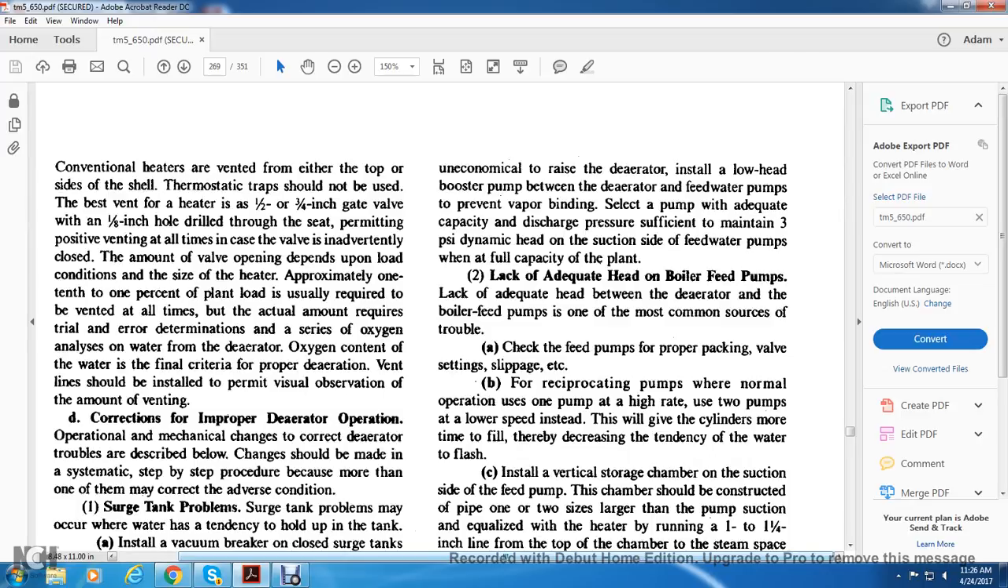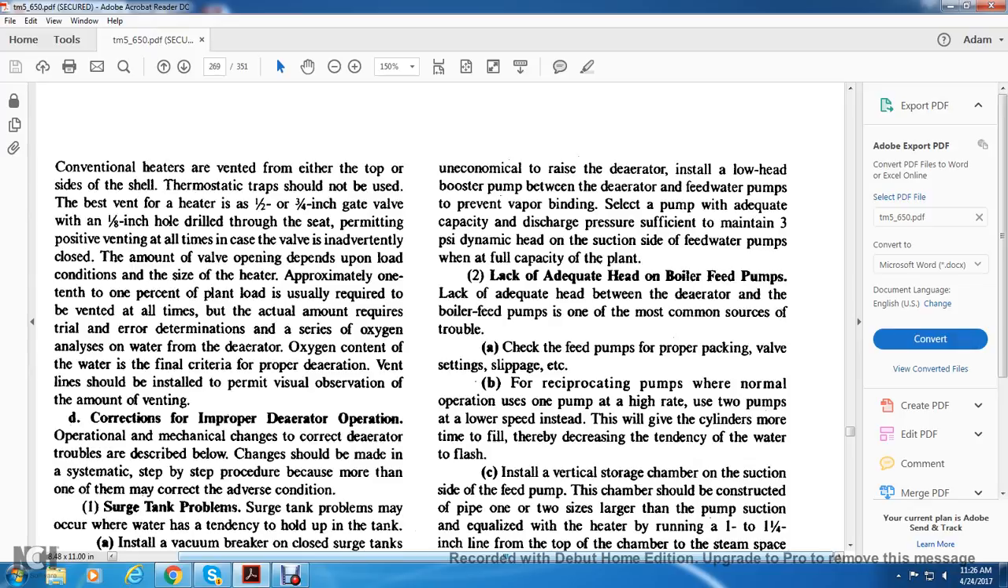it would be uneconomical to raise the deaerator, so install a low head booster pump between the deaerator and the feed water pump to prevent vapor binding. Select a pump with adequate capacity and discharge pressure sufficient to maintain 3 psi dynamic head at the suction side of the feed water pumps, even at low capacity of the plant.